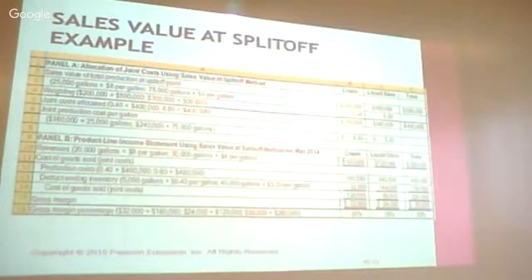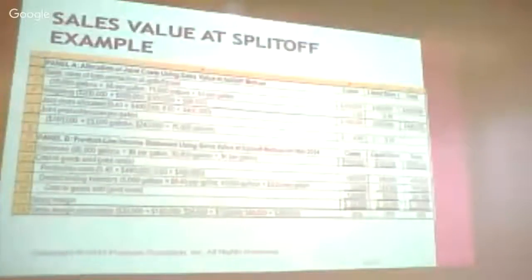We have 25,000 and 75,000. The 25,000 of the cream was at $8 a piece, right? So 25,000 times 8 gives me 200,000. And then 75,000 gallons of the skim is $4 a gallon. That's 300,000. So I'm going to have a total sales value of everything I produced this year, this quarter, or what have you, of 800,000.